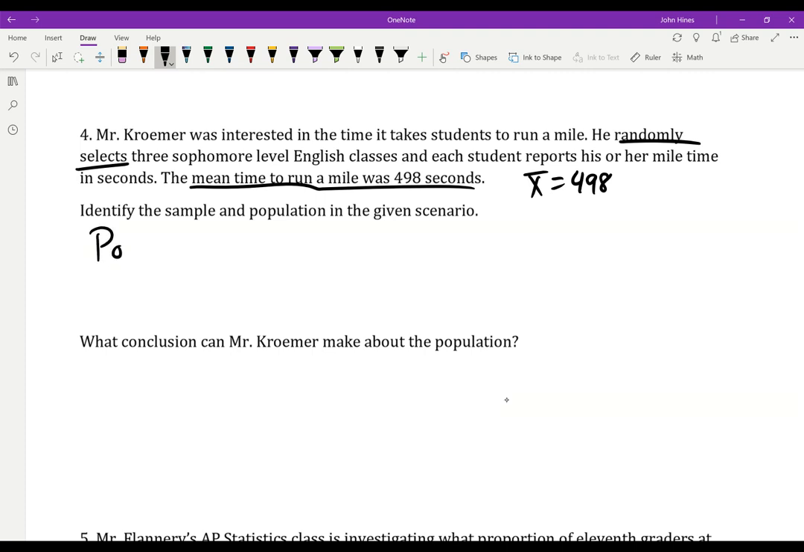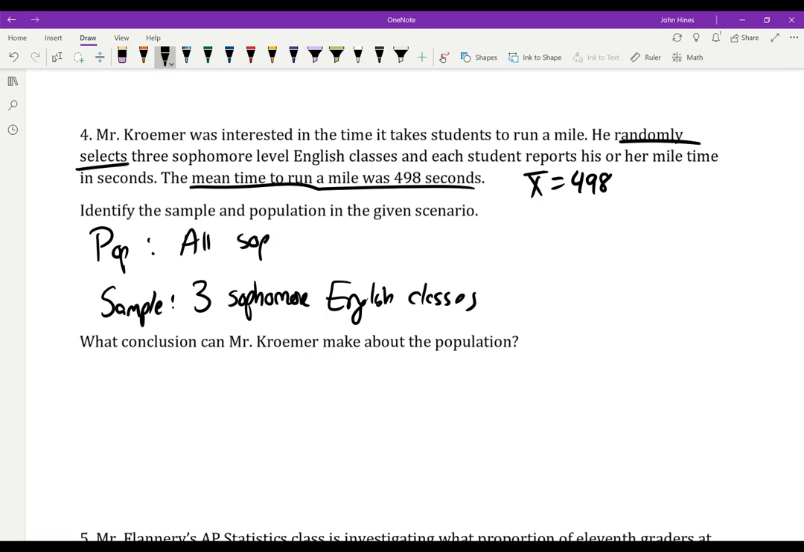So the population, well, I think it's easier to find the sample first, because the sample is what we're going to use. The sample are the 3 sophomore English classes, the kids in those classes, I should say. So the population, I can't just magically now talk about juniors because I didn't sample any juniors. So my population is all the sophomores. All the sophomores in the world? No, I guess it would be sophomores at CCHS. That's who I can make the inference about. Because my sample is from 3 sophomore English classes, my population is all the sophomores at CCHS.